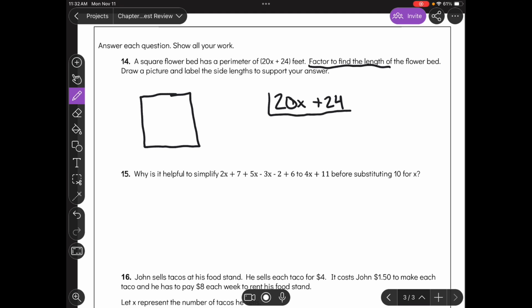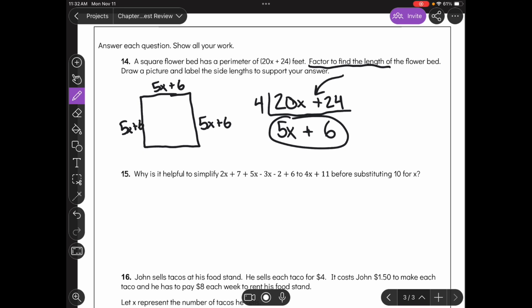Okay, factoring, I use the ladder method, and I'm going to think, right, squares have 4 equal sides, so to find one of the side lengths, I'm going to factor out a 4. 4 goes into 20 5 times, dropping my variable. 4 goes into 24 6 times. So I know that each side length is going to be 5x plus 6. If I were to add all these back up again, I'm going to end right back at my perimeter, which makes sense. All right, so when it says draw and label, that is what it's looking for.